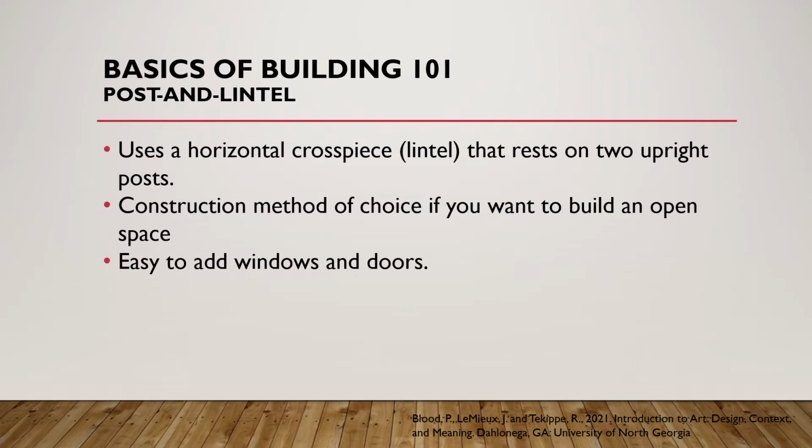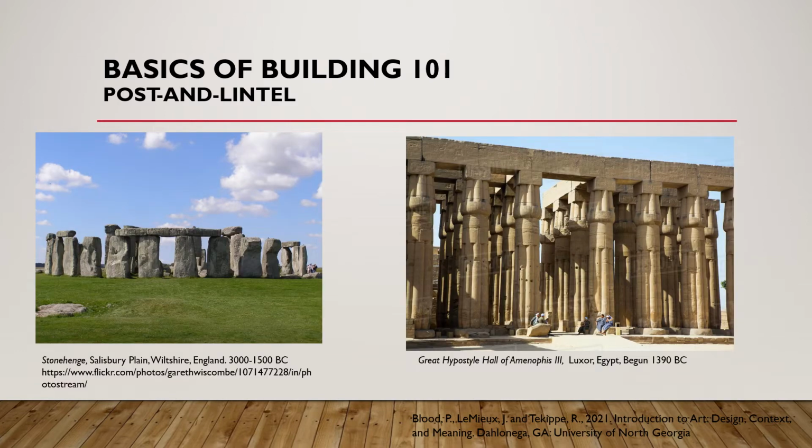Post and lintel construction uses a horizontal crosspiece, the lintel, that rests on two uprights, which are the posts. This is a construction method of choice if you want to build an open space or if you want to add windows or doors without damaging the integrity of the structure. Stonehenge is a classic example of post and lintel construction, as are the many hypostyle halls from the Egyptian culture.